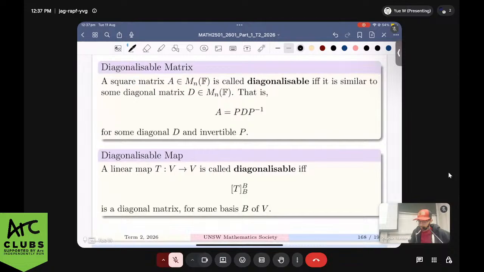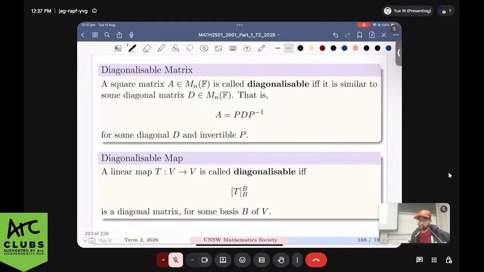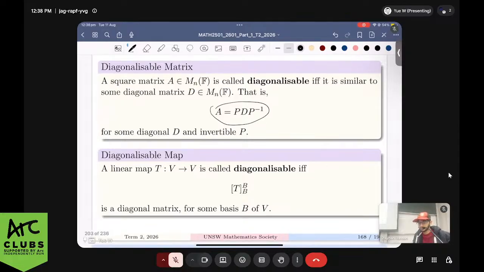Diagonalization: a square matrix is diagonalizable if and only if it's similar to some diagonal matrix, and that just means A equals PDP inverse for some invertible P. A linear map is diagonalizable if and only if its matrix is diagonal with respect to some basis. Keep in mind that's how you're saying it's similar to a diagonal matrix, because the transformation matrices of a linear map are all similar. As long as you can find one transformation matrix which is diagonal, you're good. By the way, the bases have to be the same for both the codomain and domain.